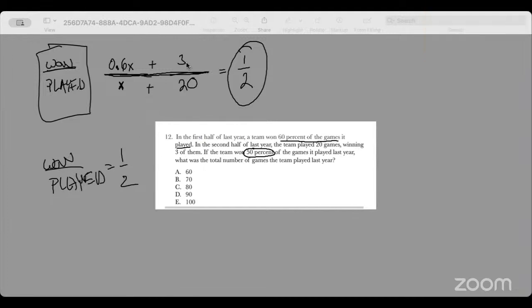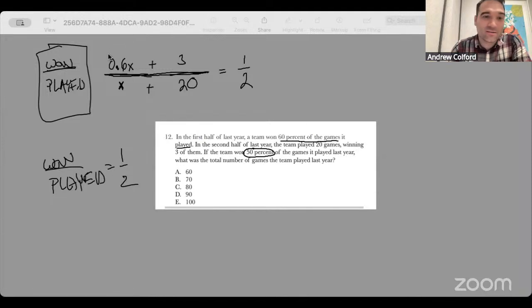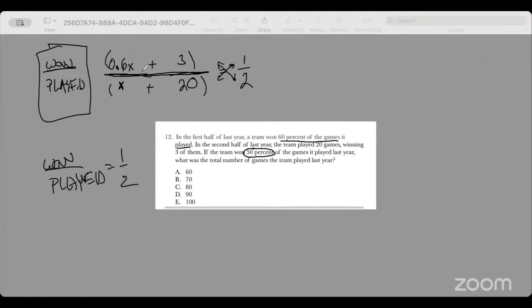Okay. And then I can set this whole mess up over here, right? And so this is the equation that we need to solve. 0.6x plus 3 over x plus 20 is equal to 1/2. And when I have that situation, I'm going to put these in parentheses like this, boom, boom, boom. I'm going to cross multiply, right? I multiply the top left by the bottom right and the bottom left by the top right.